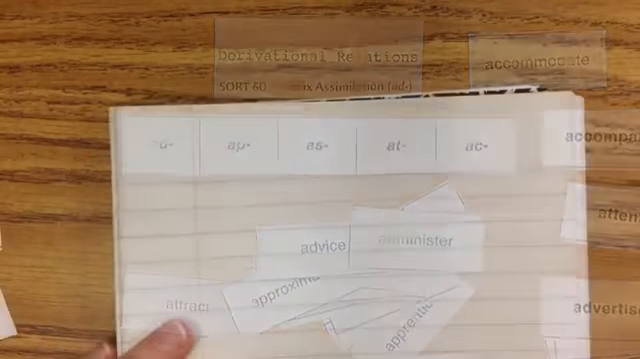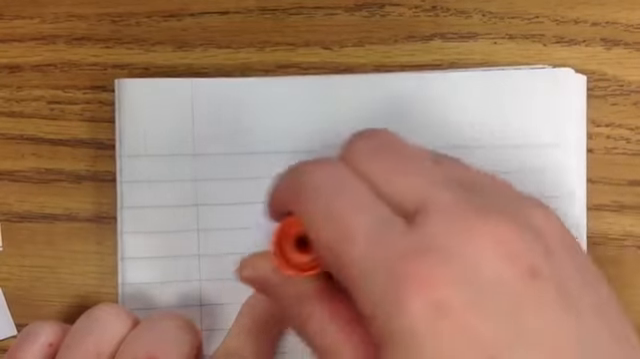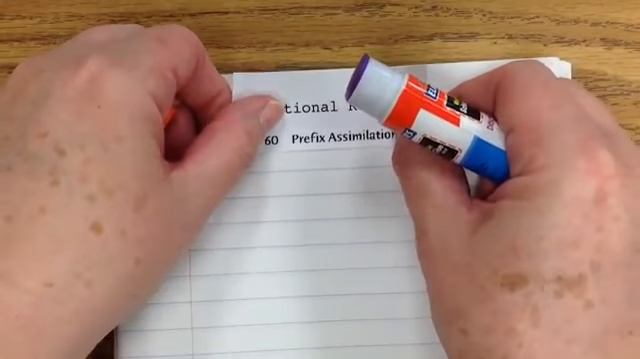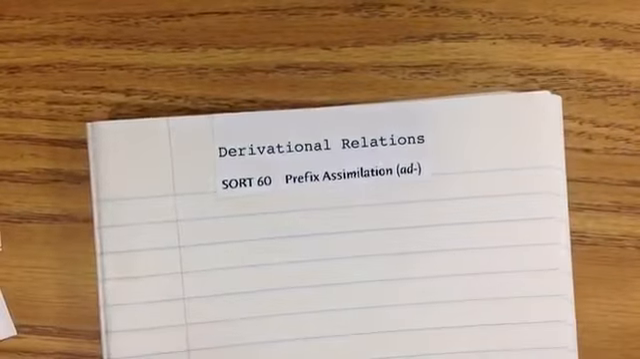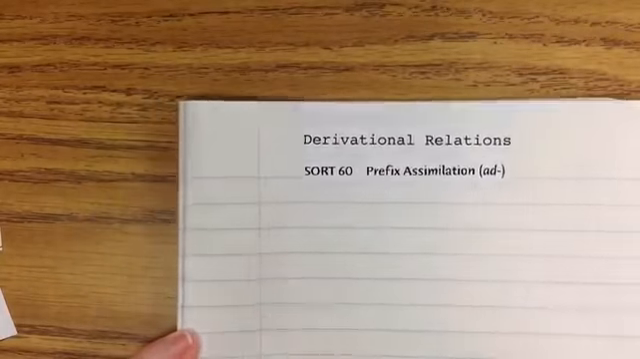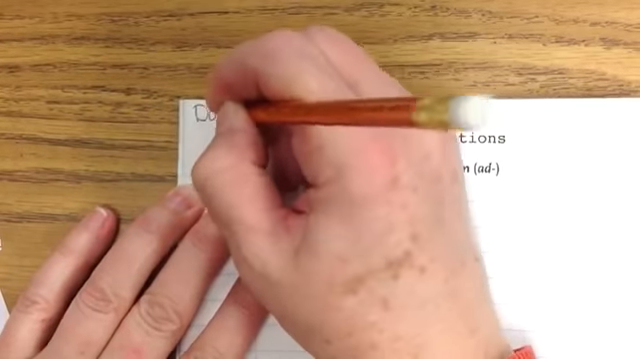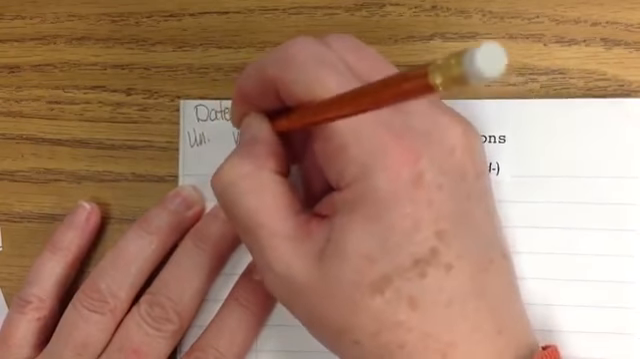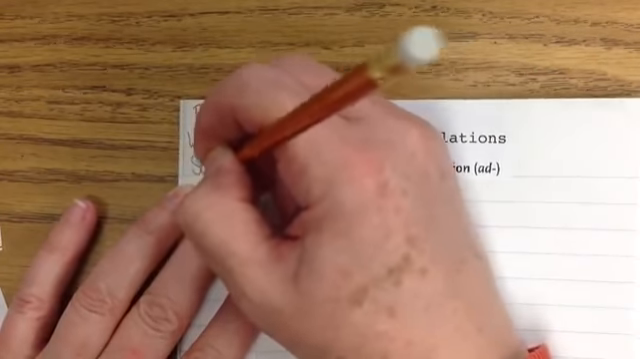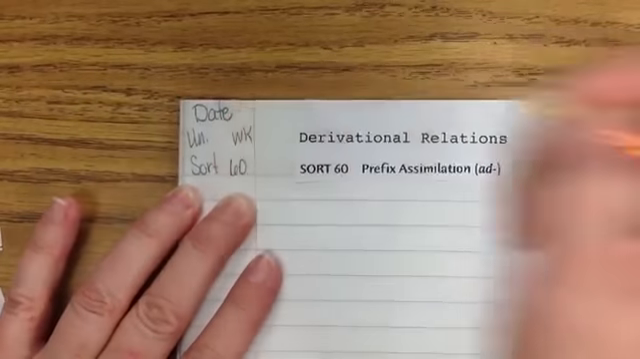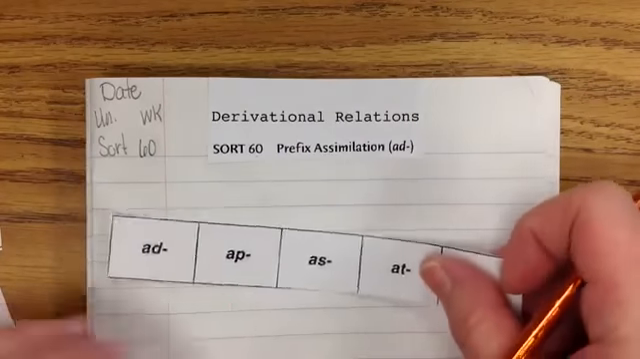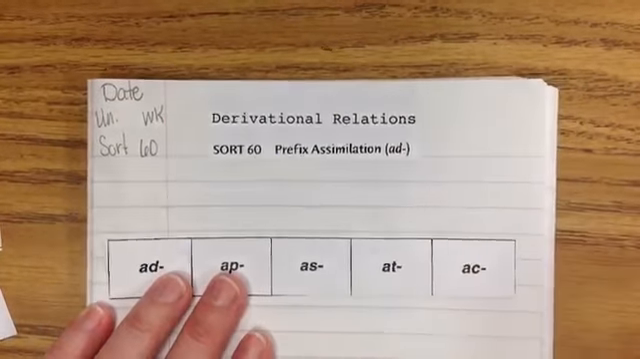All right, now let's get our notebook. Let's go ahead and get our handy dandy glue stick out and glue the title onto our page. Derivational, Sort 60. Let's write your date and your unit, your week, and again, even though it says right there, write Sort 60, so that when we're looking at things we don't get confused. Everything's right there. Let's go ahead and write down our exemplars.